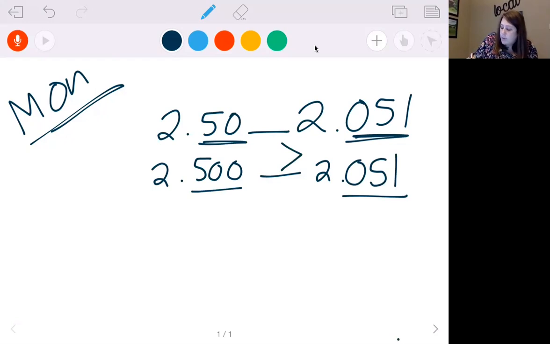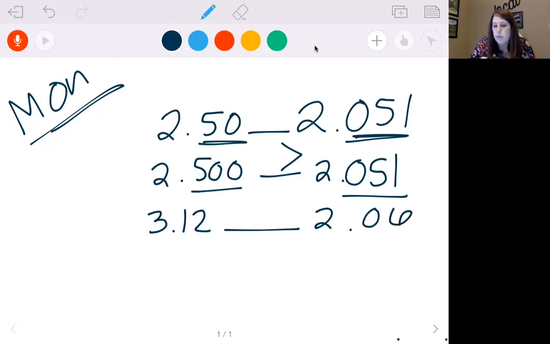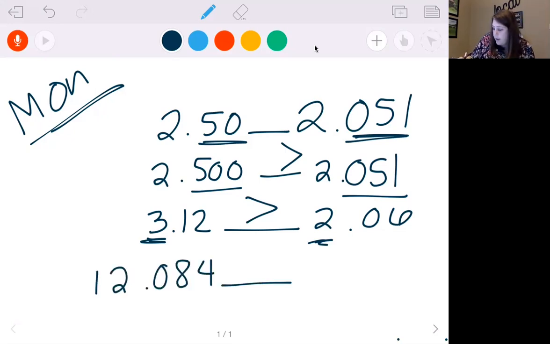If I give you something like this, hold on just a second. You don't even have to really look at that. You know that the 3 in the whole number place is bigger than the 2. So automatically it's going to be greater than. Let's look at one like this: 12 and 84 thousandths and 12 and 2/10.